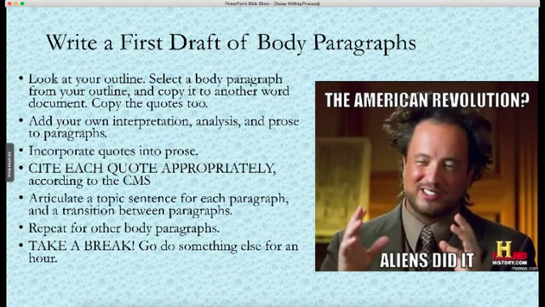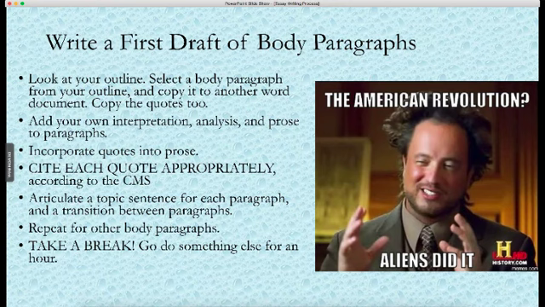The next step is to write a draft of your body paragraphs. Take a look at your outline and select a body paragraph you want to work on and copy it into another Word document, and the quotes along too. And then add your own interpretation, analysis, and writing to the paragraph. You want to be incorporating your quotes into your prose.